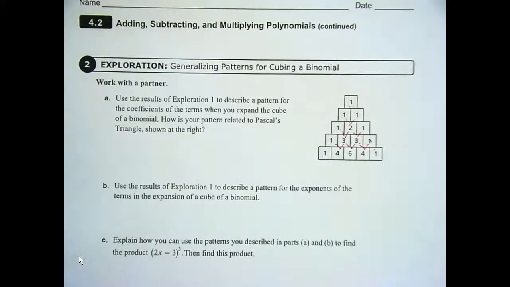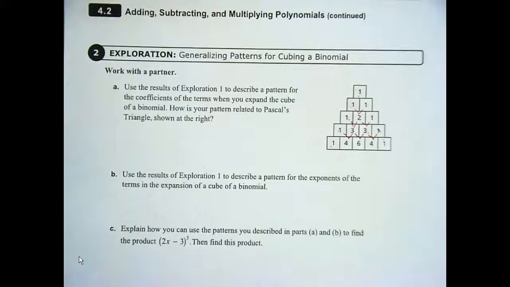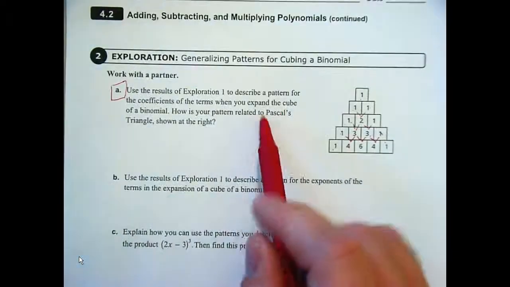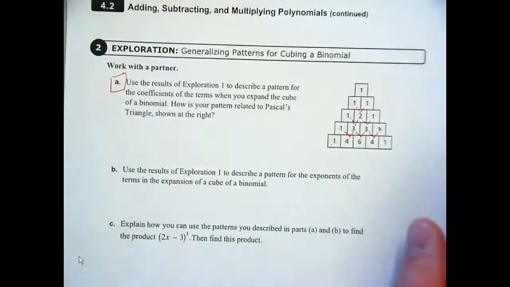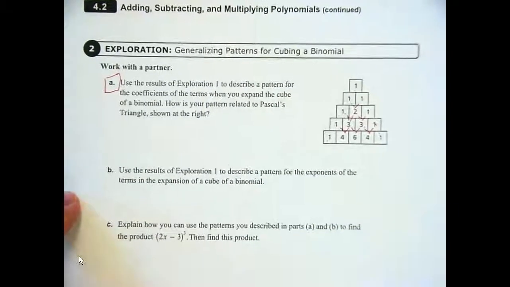Ones go down the side. Correctamundo. That is Pascal's triangle. Okay? Very cool stuff. Anyway, what I would like you to do is use your results for exploration 1 to describe the pattern of the coefficients. Okay? And then using that information, answer questions B and C.